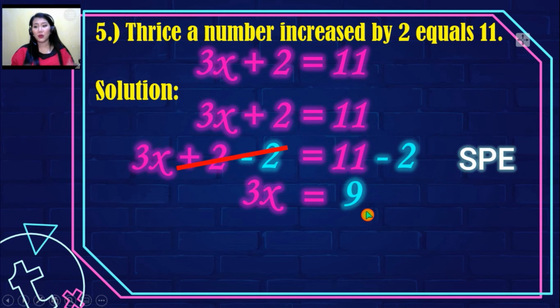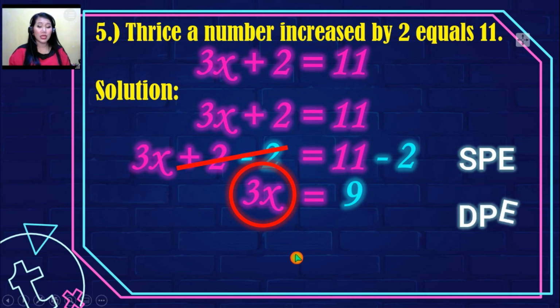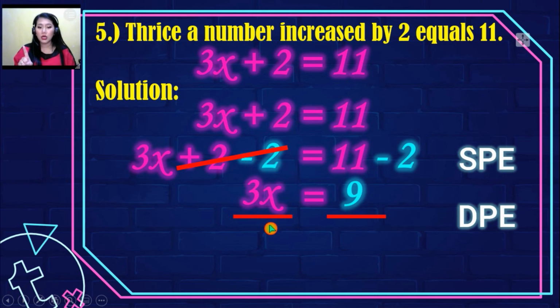Now, we're almost near to finding the value of x. You see here that you have 3x, 3 and x, constant and variable, magkatabi. There is an implied operation between them which is multiplication. And with that, we have to use a DPE or division property of equality by dividing both sides of the equation. So, magdi-divide tayo dito ng 3, magdi-divide din tayo ng 3.